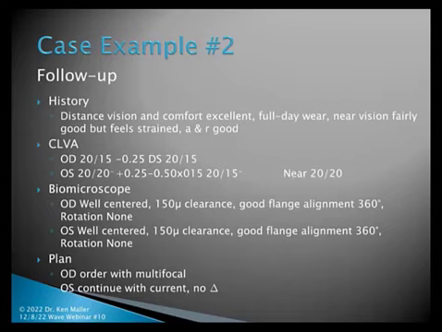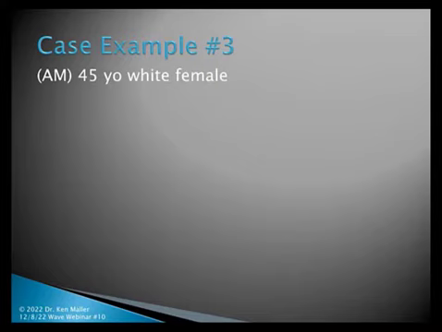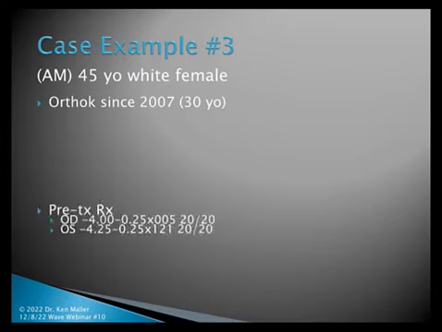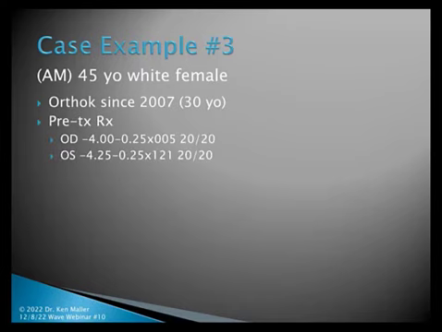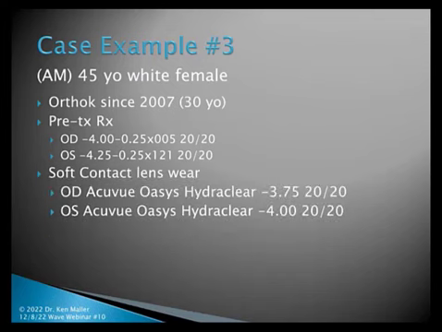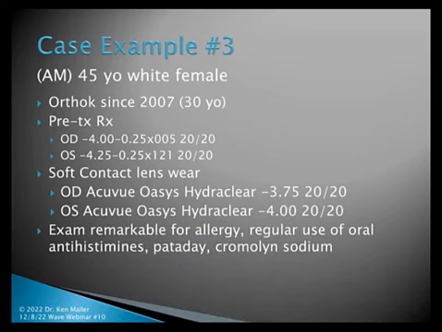All right, last case here is a 45-year-old white female. This is a little bit of a different type of a case. She's been in Ortho-K since 2007 at 30 years of age, and I was the one who put her into Ortho-K at that point. Pre-treatment RX, she was about a 4 diopter myope. She came in wearing some Acuvue Oasis with HydraClear, and you could see she was seeing very nicely with those lenses. She was remarkable for allergy and regular use of oral histamines over the years from '07 through to today.